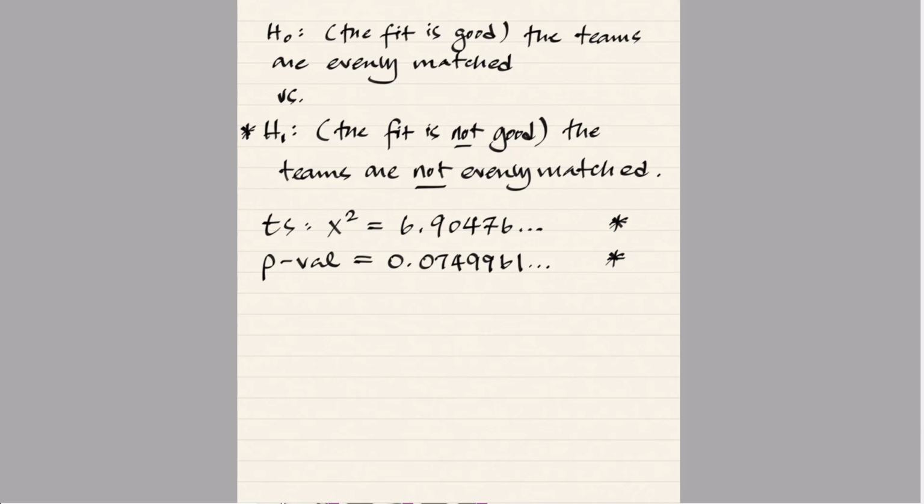So here we have what we got from the calculator, and you can actually see what we're going to conclude here, because the p-value is larger than alpha. And so alpha was given in the problem as 0.05, and since the p-value is larger, we cannot reject the null.